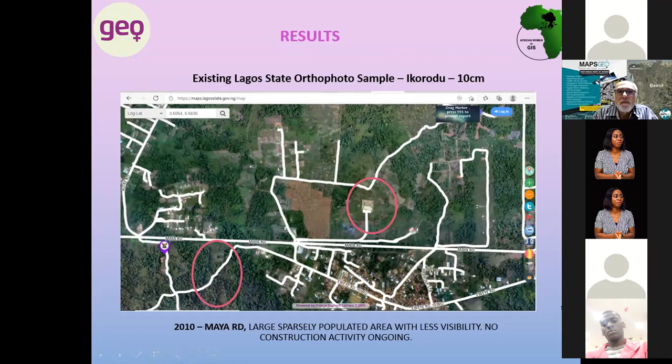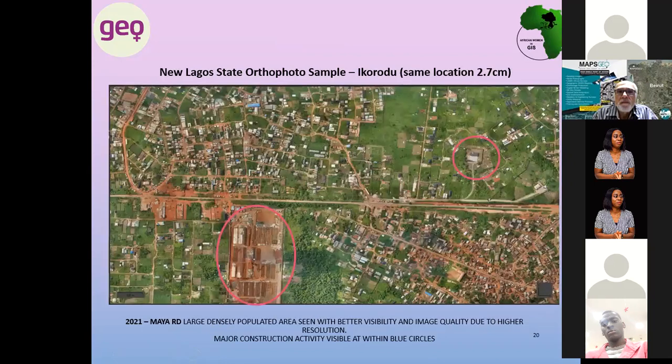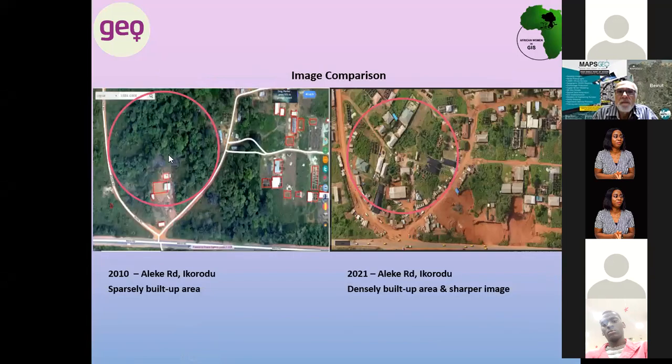And in the same area, you can see the level of development that has been carried out over the years. And then you can see that the image is sharper than what is currently existing. So again, I flip back, this is 10 centimeters, and now we have 2.7 centimeters resolution. I'm going to show more images. Here we see that there were just trees and very sparse buildings in this environment. And 10 years later, we have lots of buildings and lots of development. The same thing applies here.